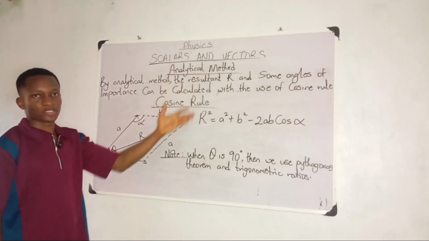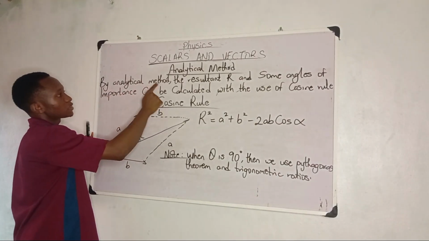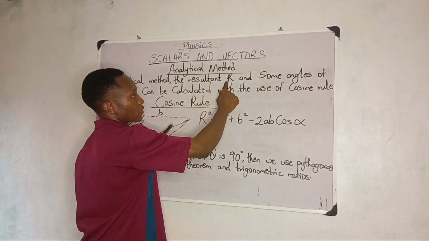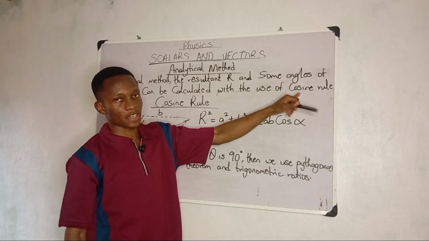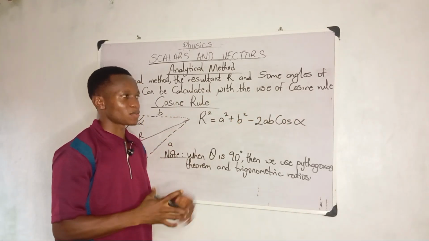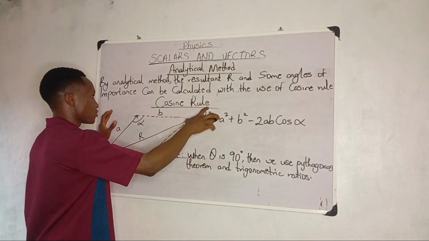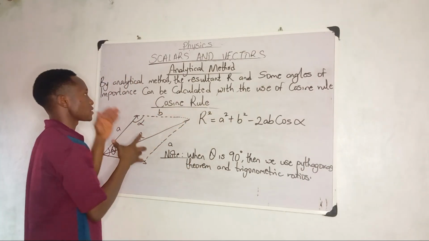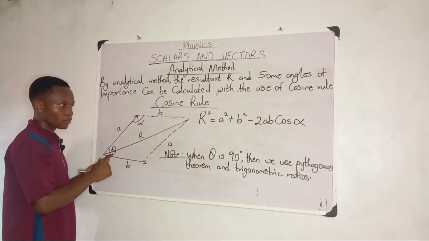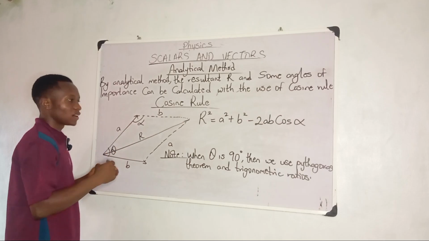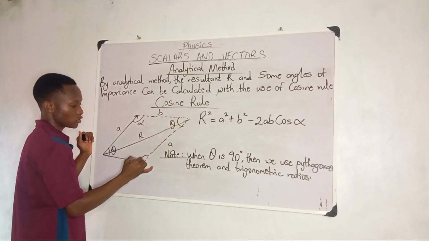Analytical method of resolving or finding resultant vectors. Here, by the analytical method, the resultant R and some angles of importance can be calculated with the use of the cosine rule. Mind you, in mathematics, we have the cosine rule and the sine rule. The cosine rule is very important and critical in finding the resultant. I have my angle theta here. Mind you, here will be alpha, and the angles at the adjacent sides are equal to each other.